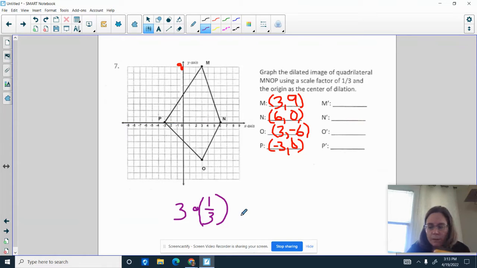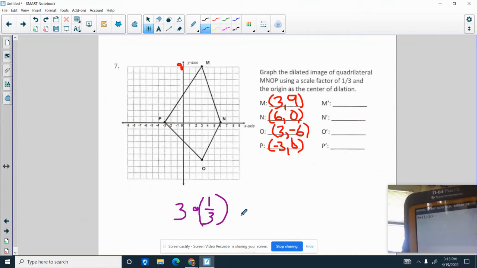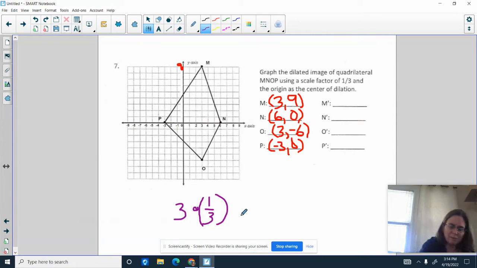I'll show you what it looks like on a calculator. There we go. So I have 3 times, and then in parentheses, 1 divided by 3. A fraction is just division. People get afraid of fractions, but it's just division. Now, I'll give you an alternative. So that'll work in your calculator.